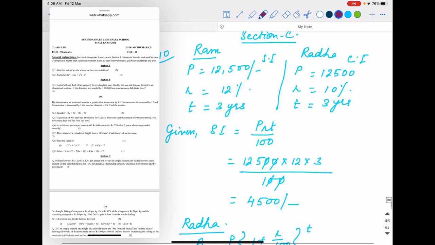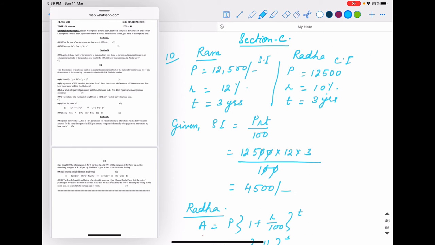Section C, 10th. Question number 10 is, Ram borrows 12,500 rupees.